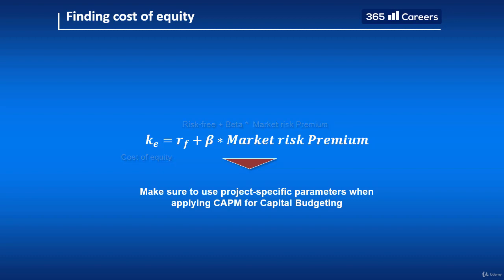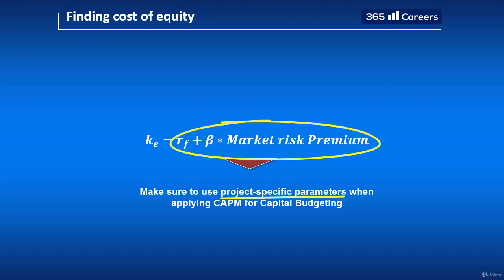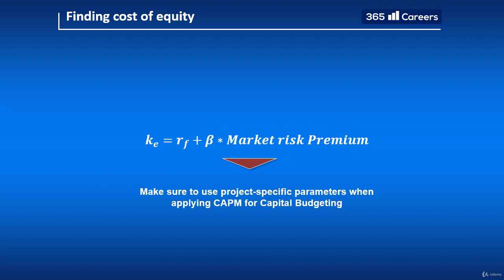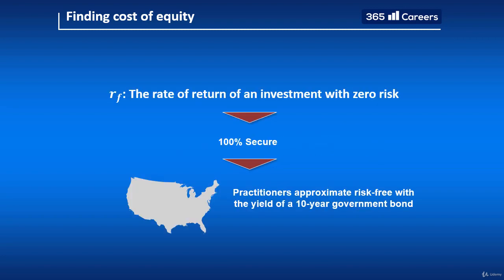When it is applied in a capital budgeting context, we have to be careful and consider parameters that are relevant to the project. We have to apply a risk-free rate, a beta, and a market risk premium, which are project-specific. Okay, perhaps we're getting a little ahead of ourselves. Let's explain in more detail what each of the parameters means.